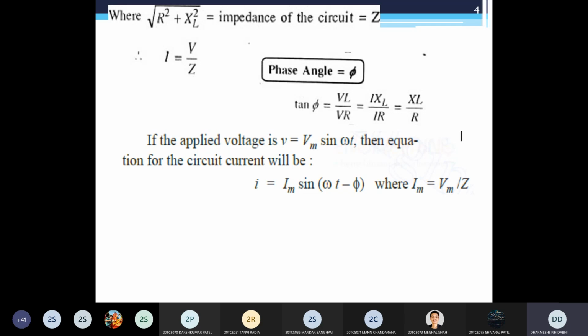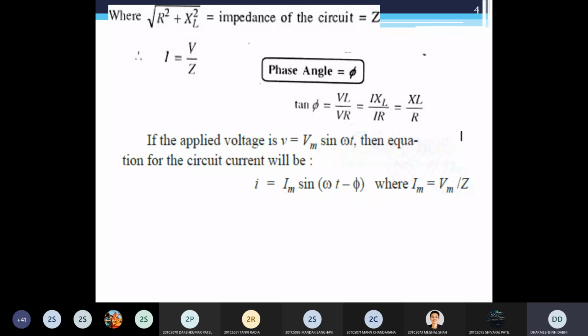For the pure resistive circuit only, what is the equation for current? Yes, anyone? Give me the answer. For a pure resistive circuit, what is the equation of current? I is equal to Im sin omega t, for only the resistive circuit. Why only sin omega t? Why not phi? Because there is no phase angle difference.